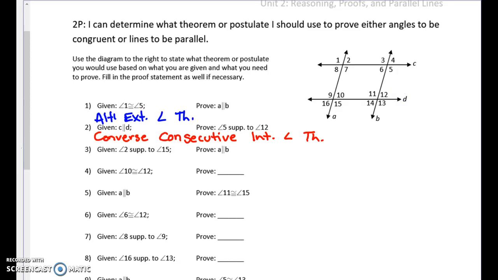They give me angle 2 is supplementary to angle 15. Those are consecutive exterior angles, and they want me to prove that A is parallel to B. Now, real quick, folks, A cannot be parallel to B. That's a mistake, right? Because if these two are consecutive, that's going to prove C parallel to D. So I want you guys to scrub out A parallel to B and instead write C parallel to D. And those are parallel by the consecutive exterior angle theorem.